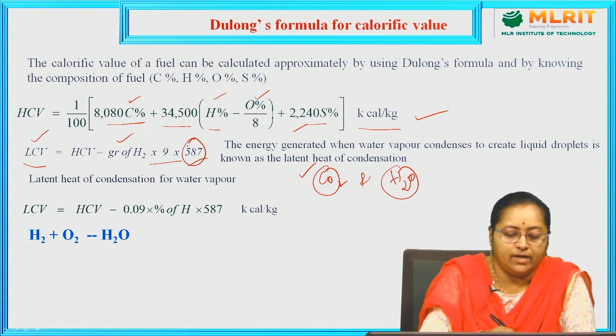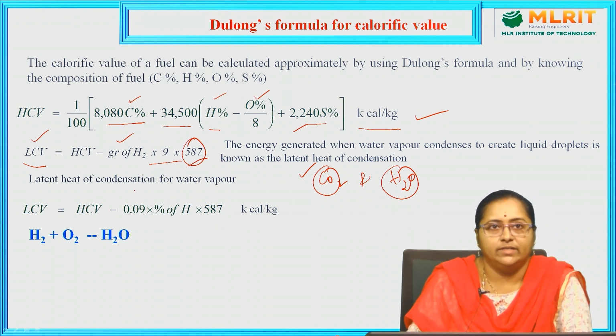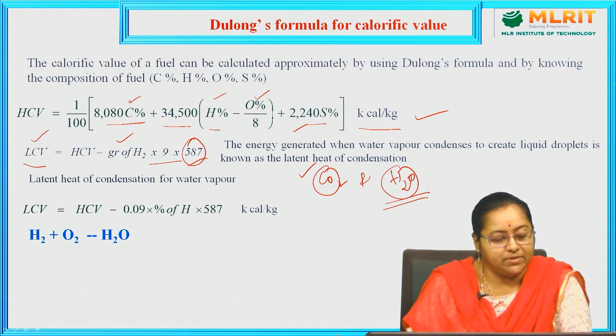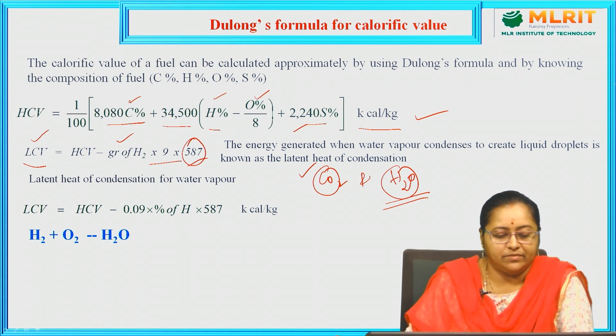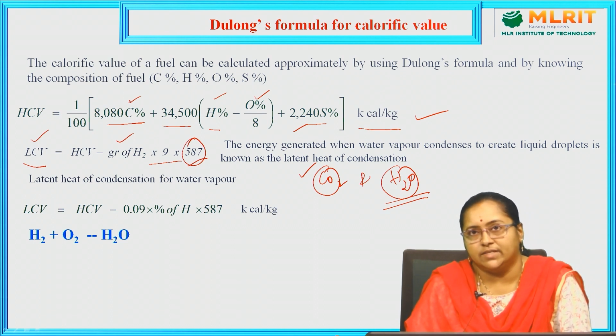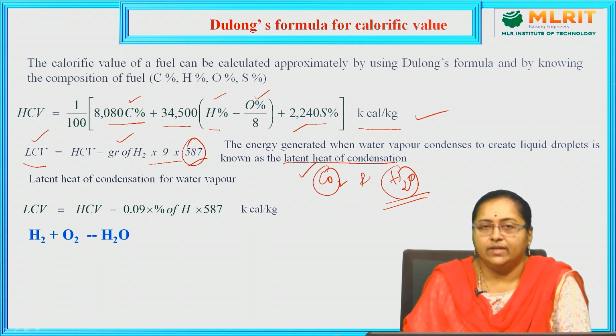So, what is this 587? This is what we call the latent heat of condensation. Latent heat of condensation of what? Of water vapor, because the combustion reaction of hydrogen gives water as one of the products, so we use the latent heat of condensation of water vapor in the LCV formula. How can we define latent heat of condensation? It is the amount of heat energy that is produced when water vapor condenses to liquid, that means a change of state from vapor to liquid. That amount generated during this condensation process is what we call the latent heat of condensation.